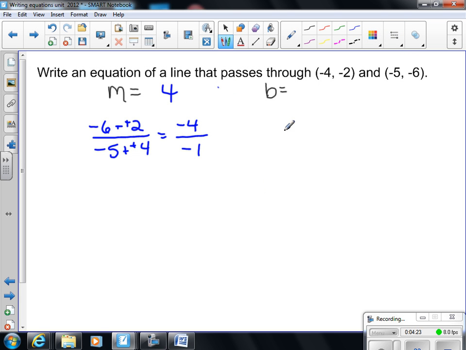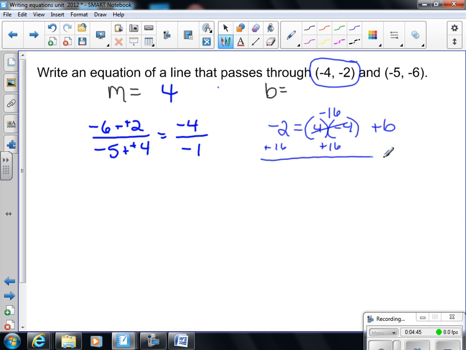what do I do? Okay, you're going to plug in one of the points. I'm going to choose this one. So my y is a negative 2. My slope is 4. My x is negative 4 plus b. What's the next step? Okay, multiply and I get negative 16. Now what do I do? Add 16 both sides, good. And I get 14 equals b.